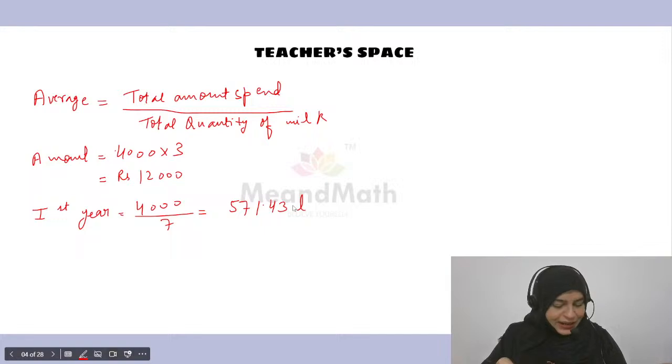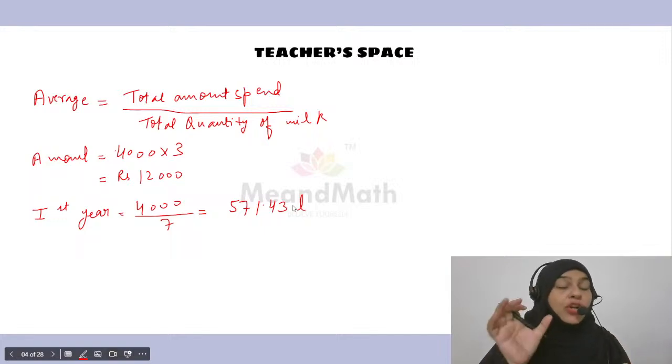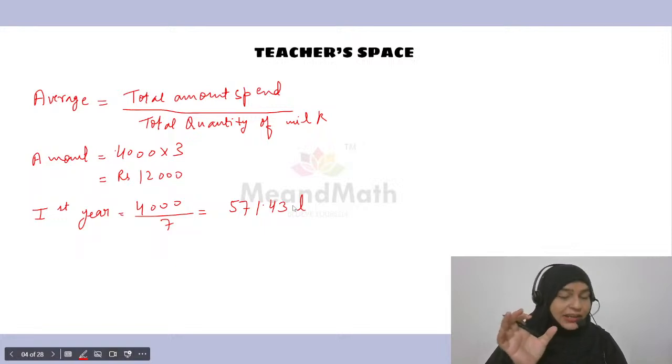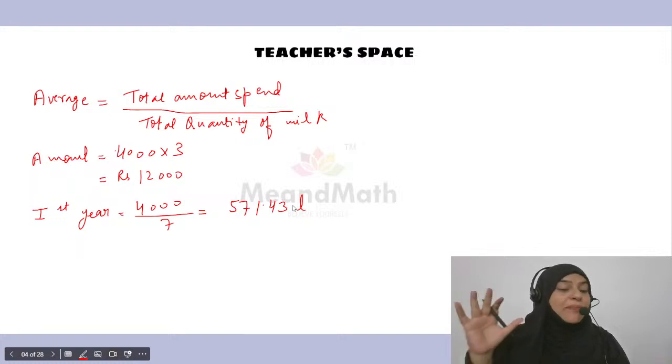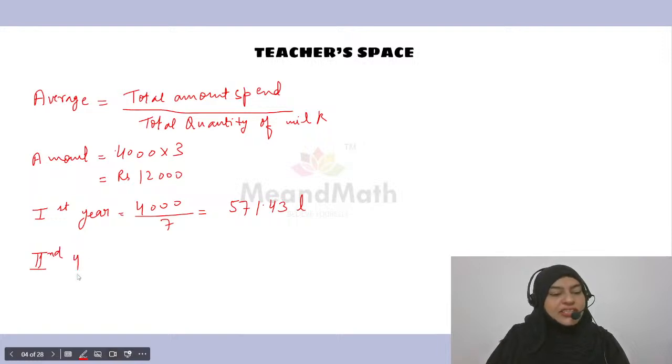Very good, Ayan. But it is not divided by 8, it is divided by 7. 4,000 divided by 7. Okay, Ayan? Because in the first case, he spent rupees 7 per liter. Now let's find it for the second year. You can try by yourselves, all of you. Solve it in your notebooks and tell me the answers quickly.